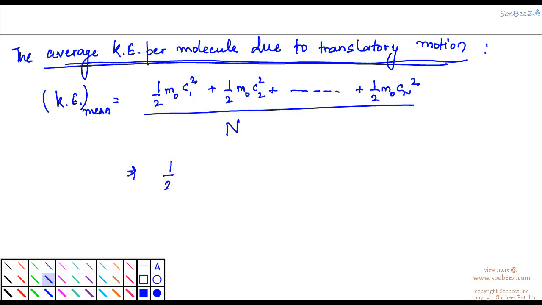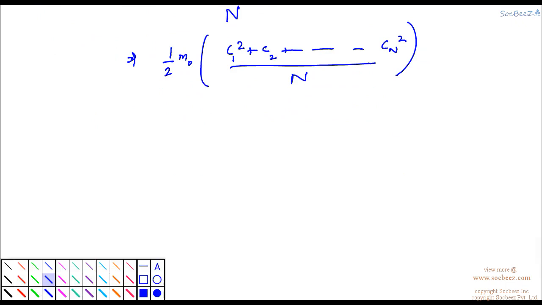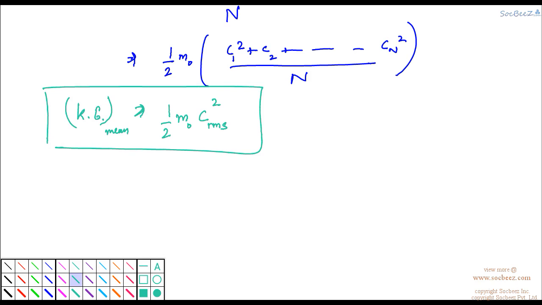So we can take half m0 common. What will be remaining is (C1 square plus C2 square plus Cn square) by n. And as we are familiar, this is nothing but C RMS square. So this would give us half into m0 into C RMS square equals the mean kinetic energy. So this gives us a very effective formula.